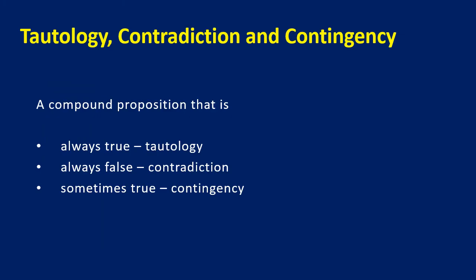Okay, let's now go to tautologies, contradiction, and contingency. A compound proposition that is always true is said to be a tautology. If it's always false, it's a contradiction. And if it is sometimes true or sometimes false, it's called a contingency. So for the two truth tables that we constructed a while ago, what are they? They are both contingencies, right? Because we have rows wherein it is true, and we also have rows wherein it is false.